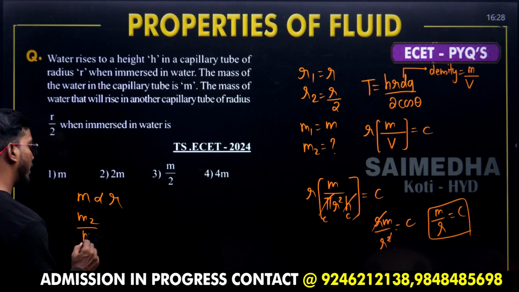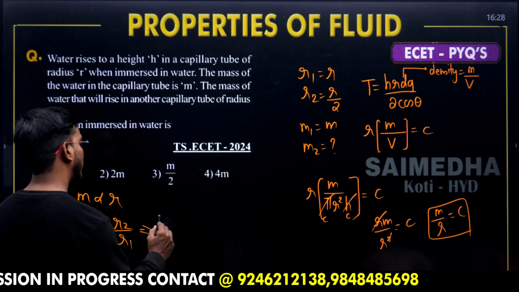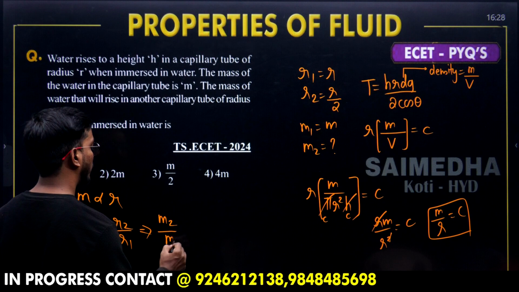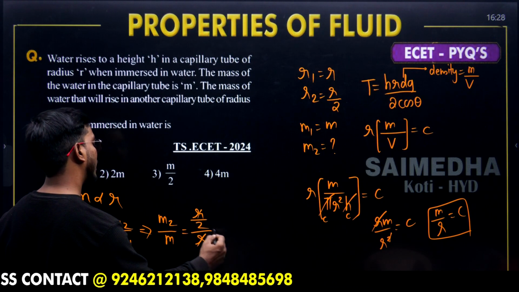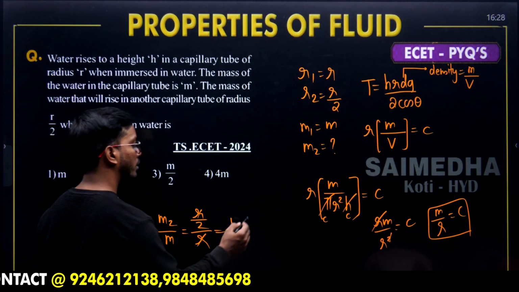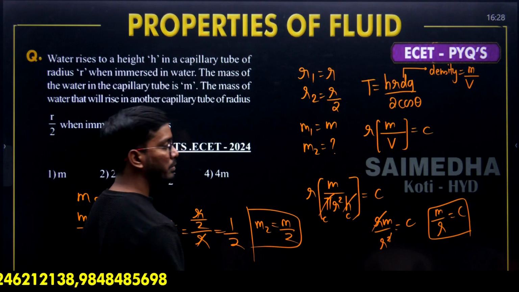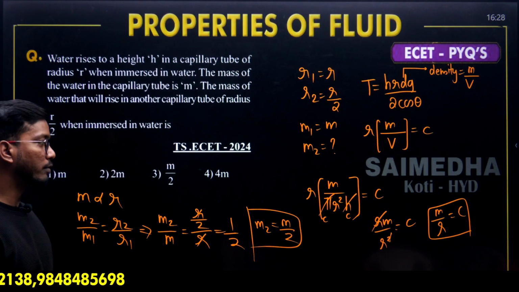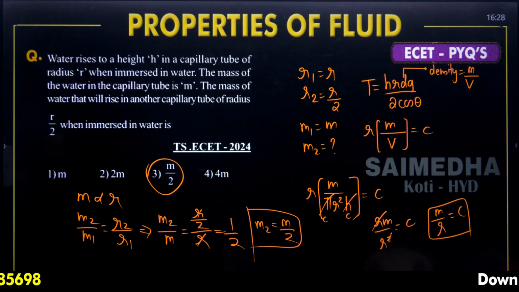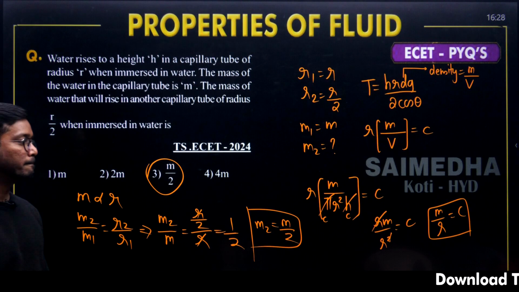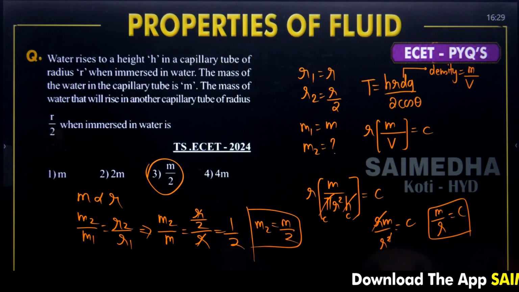So m2 divided by m1 is equal to r2 divided by r1. That means m2 by m is equal to r2, which is r by 2, divided by r. R gets cancelled. This is 1 by 2. Going to the right hand side, m2 is equal to m by 2. That means if radius becomes half, mass also becomes half. So what is the final answer you are going to get? M by 2. Go through it once. Have to understand. Moving on to the next question.